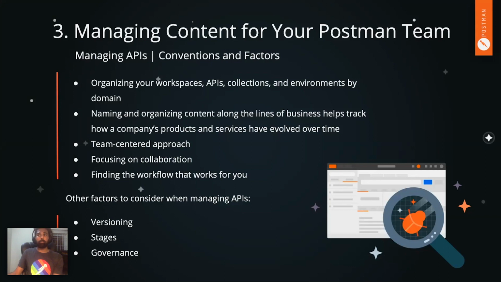There are a few important factors to consider along with these while managing APIs, which are versioning, stages, and governance. When it comes to versioning, how well you version your APIs, schemas, and other artifacts will impact things like the size of your collection, APIs, and so on. And when it comes to stages, creating logical stages for development, QA, staging, and production will impact how your collections, environments, and workspaces come together.